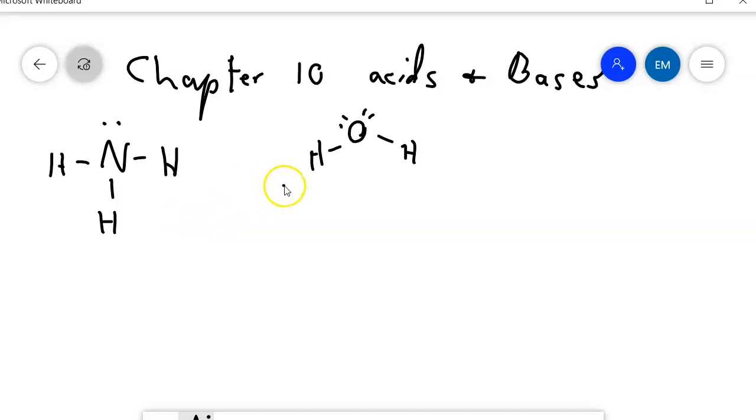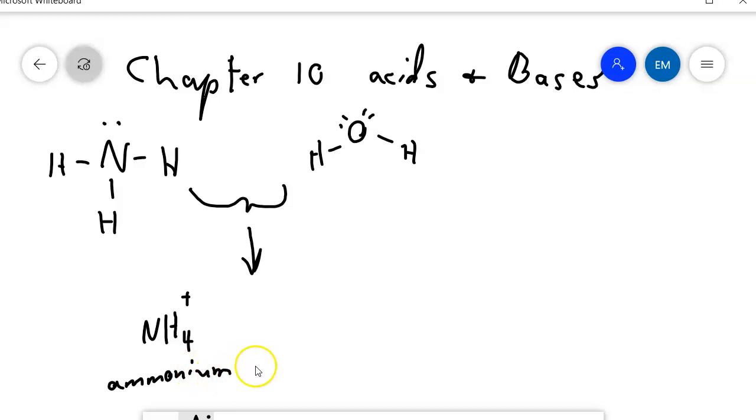So they're going to react, and you're going to get what you should recognize as ammonium ion, and hydroxide. Let's put all the electrons around there.